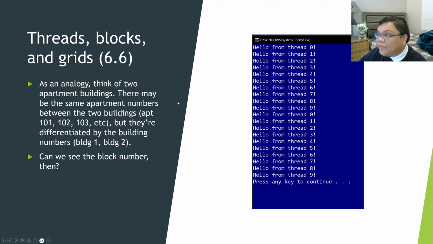So think of it this way. Think of 2 apartment buildings. They may have the same apartment numbers between the 2, but we can disambiguate the same apartment numbers by just appending the building number to them. So building 1, apartment 101. Building 2, apartment 101. Same apartment numbers, different buildings.